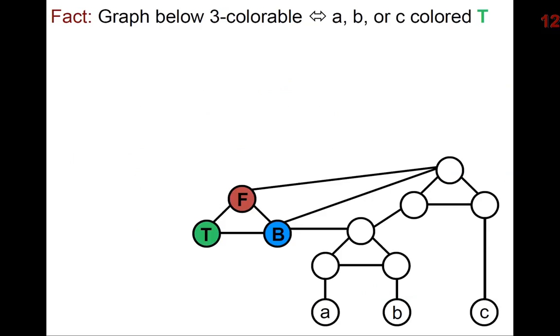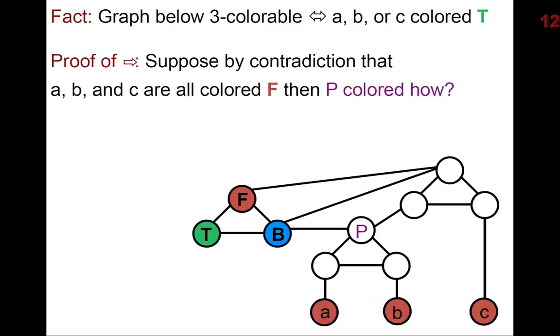Okay, and now let's see why this strange graph is useful. What's the idea behind this? Well, the fact that we claim is this. This graph below is tree-colorable if and only if either A or B or C are colored true. Okay, and that's the whole point. So this gadget mimics the truth of a single clause. So let's prove this fact.